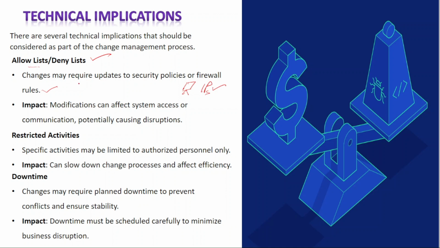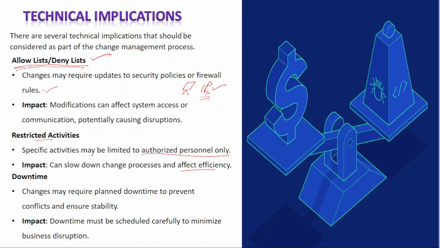So you must take into account the impact of introducing a new system and new IP addresses with respect to the existing system, and the impact should be studied so that the change or modification of the allow or deny list does not impact existing applications or resources. Restricted activities: specific activities may be limited to authorized personnel only. Impact: this can slow down the change process and affect efficiency.